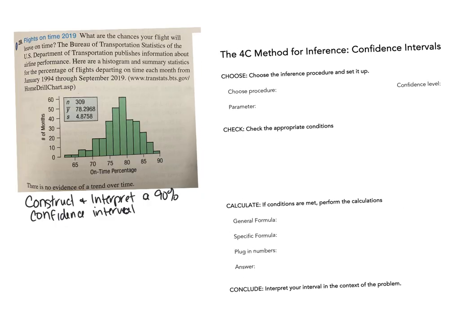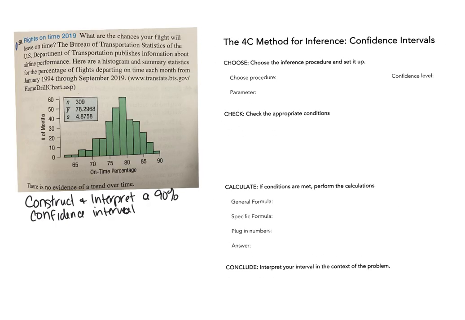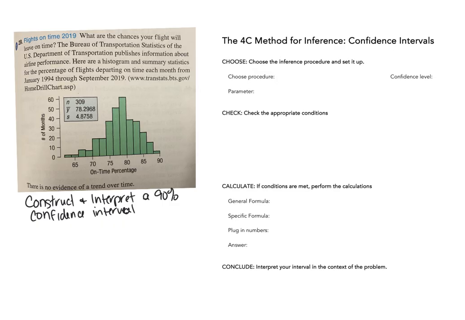Every time we are asked to construct and interpret an interval or perform a significance test, which is something we'll get to later, we will be using the 4C method. So here is our template for the 4C method. Now we have to get good at remembering all these steps so that when you don't have the template, you have all of the elements that they're looking for in a complete response on the AP exam. So the first C in our 4C method is to choose the inference procedure and set it up.